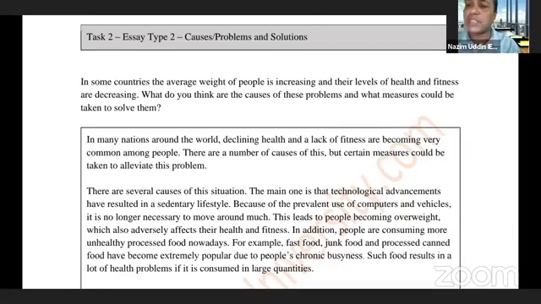Can anyone point out some causes, or can anyone write in the chat box some causes of the problem? The problem about the overweight of people. People have a habit of having fast food. They don't take exercise, and they are working in the offices. They don't go to the playground. The causes may be that people have a habit of fast food.